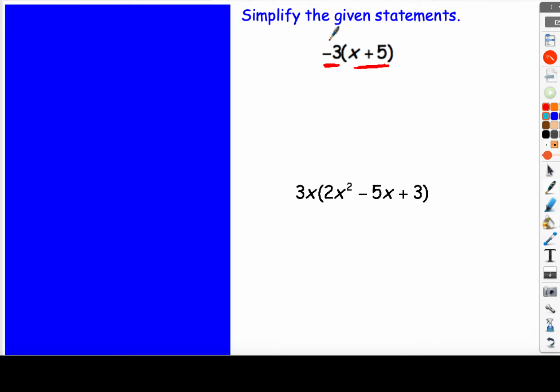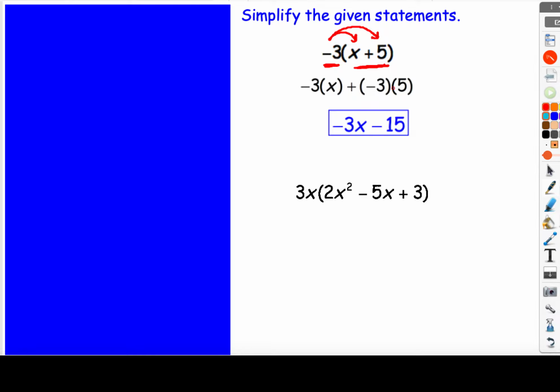Well, we're familiar. We know the distributive property, right? We're going to take our -3, we're going to multiply it by x, and we're also going to multiply it by 5. And that's one way, simplifying those two statements, to multiply polynomials. Just the simple distributive property.